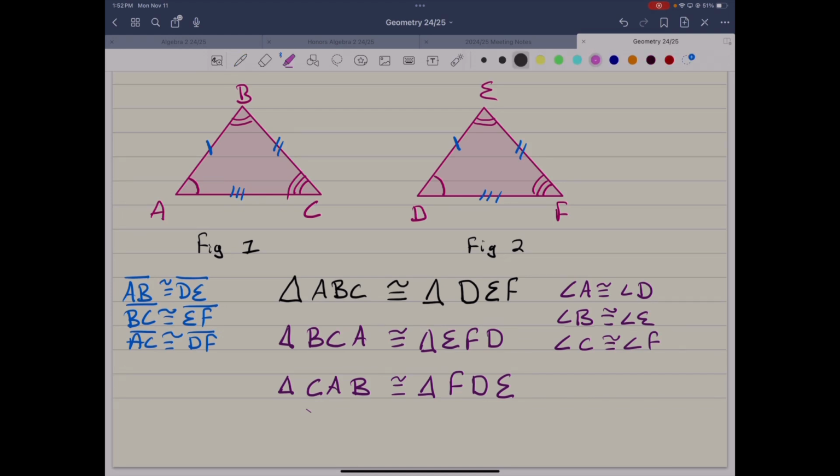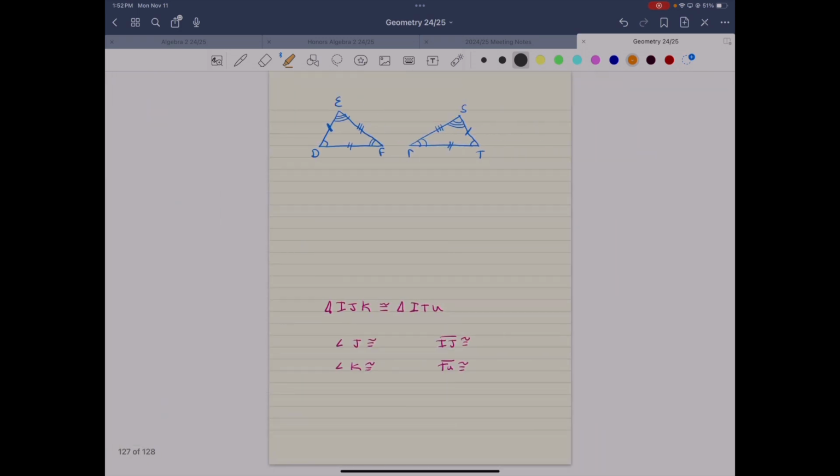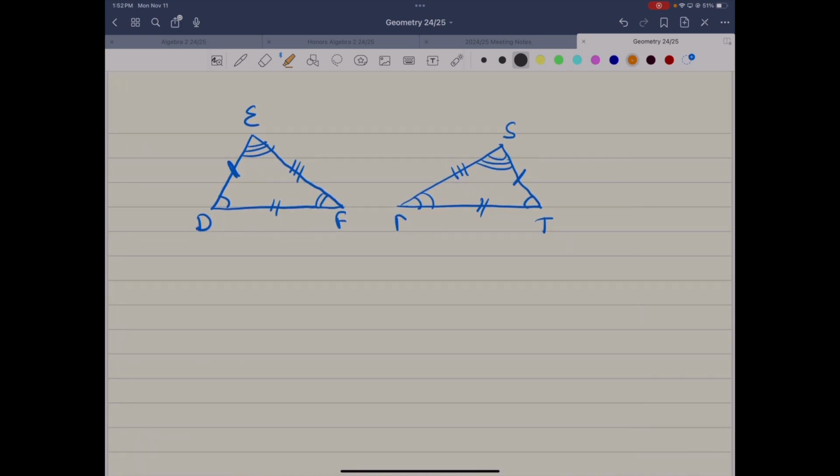So this middle part, again, is called a congruency statement, saying which triangle is congruent to which triangle. These are comparing the angles that are congruent to each other. And these are comparing the sides that are congruent to each other. And we want to be able to write all three of these things, depending on what the question is. Okay, so let's look at an example.